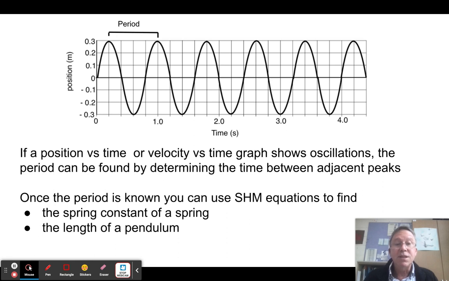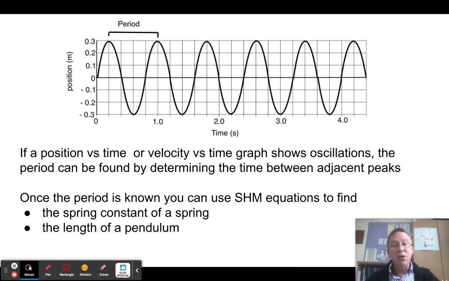Now we sometimes see these ones that look like this. So we have periodic motion. So if I see it makes a sinusoidal pattern, that means I'm talking about simple harmonic motion. So if I have simple harmonic motion, the first thing I want to think of is I can look at this and I can tell what the period is. The period is the amount of time it takes to complete an oscillation. So just go from peak to peak.